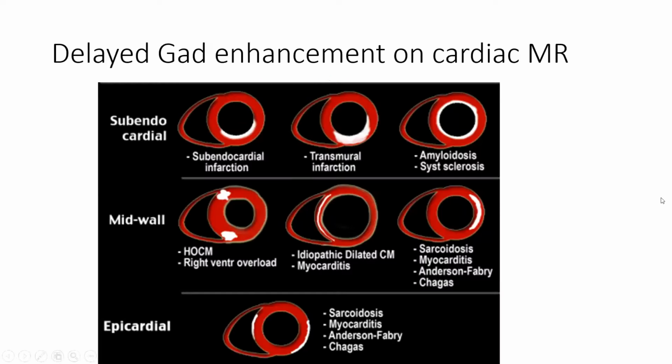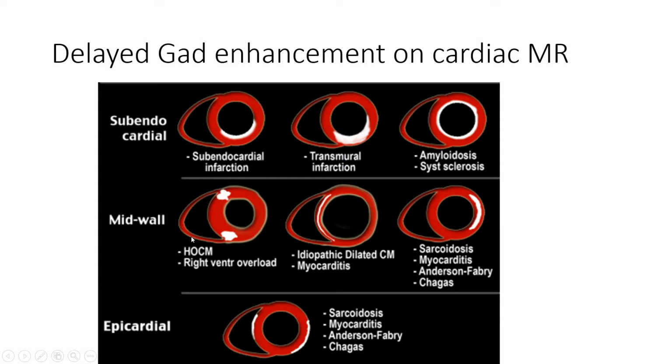Just a quick review. There are different causes of delayed GAD enhancement on cardiac MR. This is a high yield picture, pops many times. Subendocardial enhancement is seen in subendocardial infarction, like the one that we just saw, or transmural infarction, or can be also seen in cases of amyloidosis or systemic sclerosis. If it is infarction, it will involve a certain vascular territory. If it's amyloidosis, it will be circumferential, right?